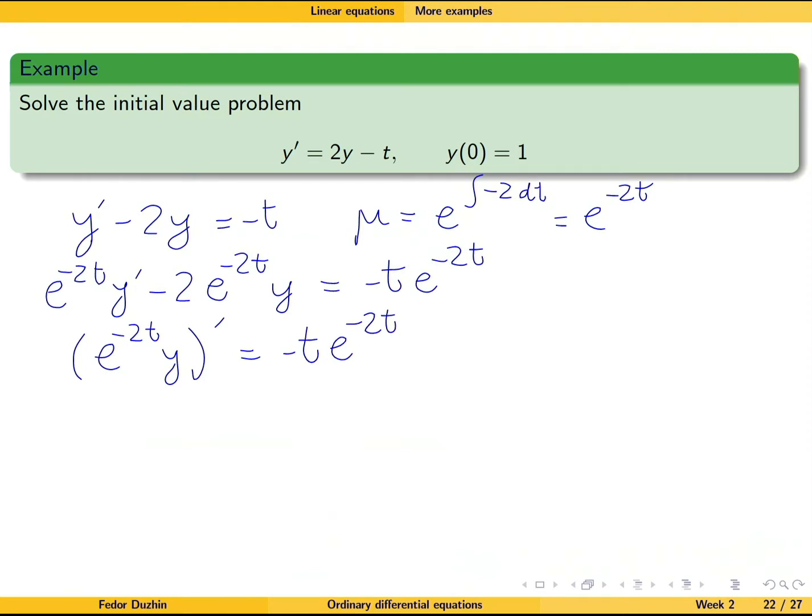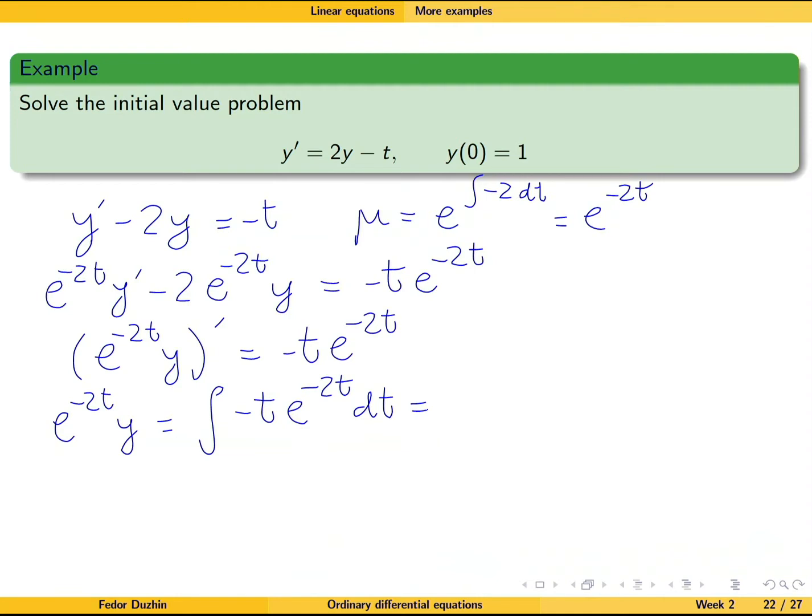We can think of e to the minus 2t times y as another unknown function, and its derivative is minus t times e to the minus 2t, which means that e to the minus 2t y equals the antiderivative of minus t e to the minus 2t dt. Now, of course, I could proceed and find the antiderivative by integration by parts, but I hope integration by parts was learned in year 1 calculus, and I don't need to review it again.